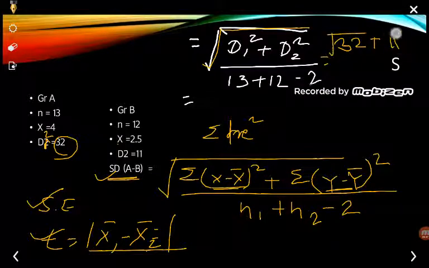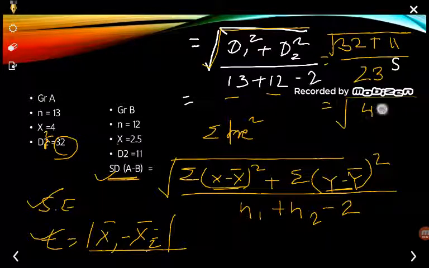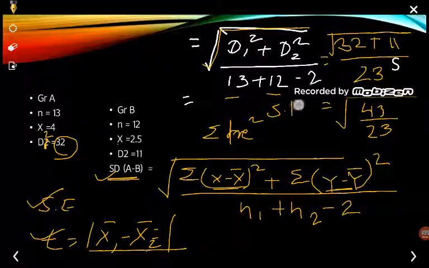So the square root of 32 plus 11, divided by 13, the first number of observations, plus 12, the second number of observations, minus 2. At the base we have n1 plus n2 minus 2, which gives 23. So 32 plus 11 gives 43, divided by 23. We have to find the square root of 43 divided by 23. This is nothing but the SD.